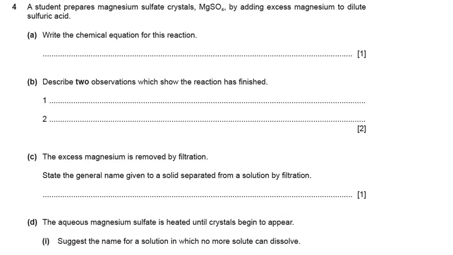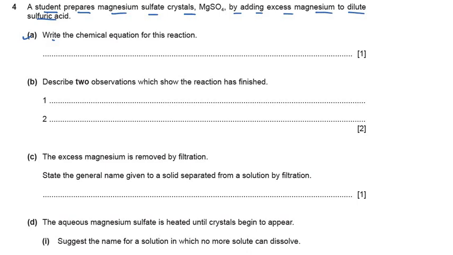So here we start with question 4 as we have already done till question 3, and the question 4 says a student prepares magnesium sulfate crystals MgSO4 by adding excess of magnesium to dilute sulfuric acid, and the first sub question A for this question is write the chemical equation for this reaction.